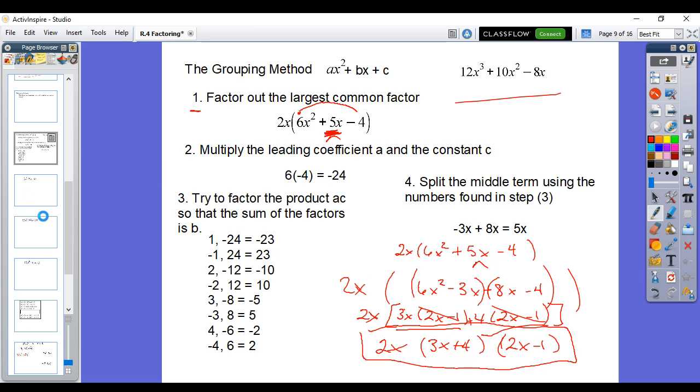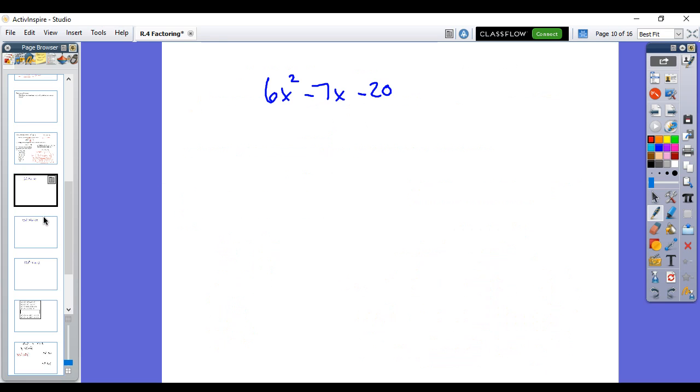Let's try this one more time. Let's look at this right here. We've got 6x squared minus 7x minus 20. Can we factor anything out of this? No. So we go to step 2. We multiply these two right here and we get negative 120. So what two numbers multiply to be negative 120 and add to be negative 7?